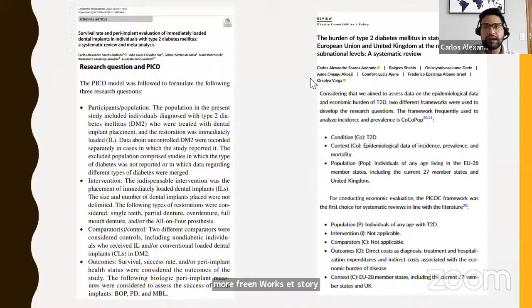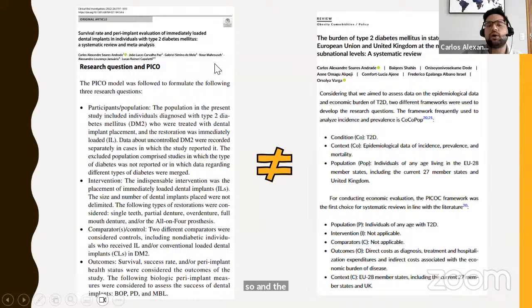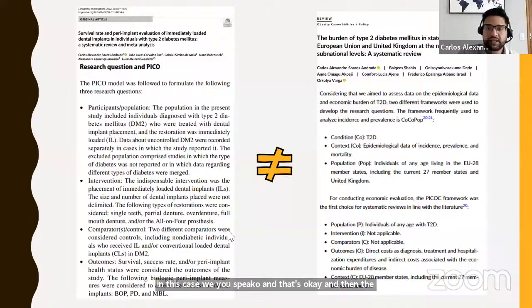Here, I would like to show you guys an example of my own. On the left side, it was a systematic review about the survival of immediate implants in diabetic patients. In this case, we used PICO, and that's okay. The population comprised people with diabetes. The intervention was immediately loaded dental implants. For the comparator, we had two different comparators in this case: controls, which were non-diabetic individuals, or conventional loaded dental implants. And then the outcomes were survival, success, and other things. So in this case, it's okay to use PICO.